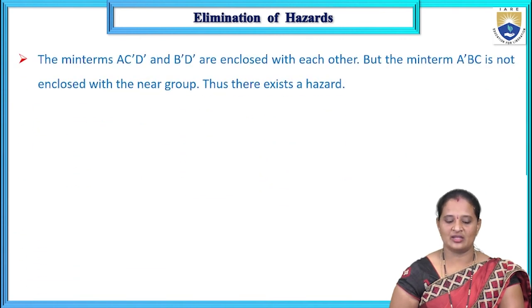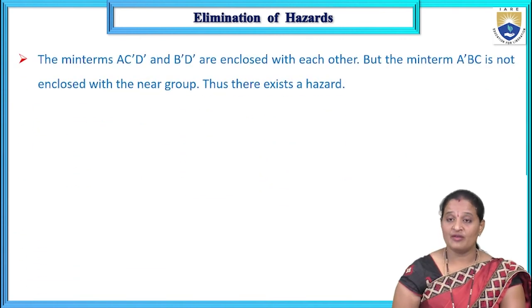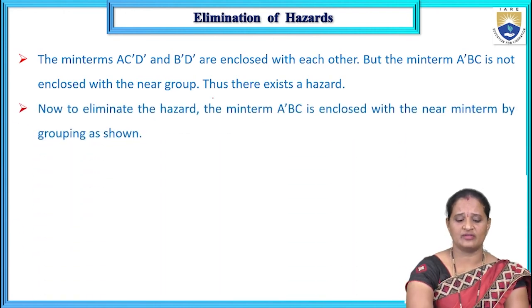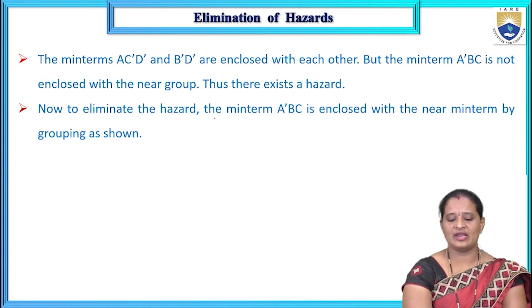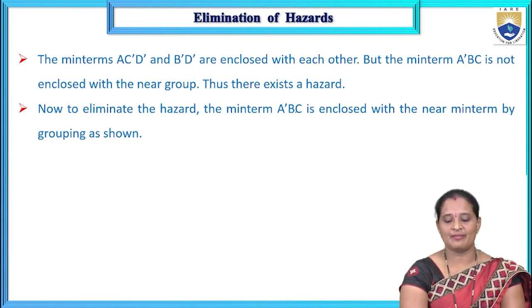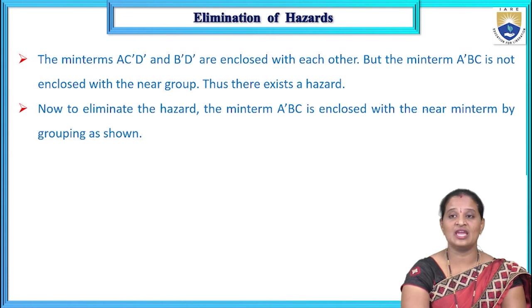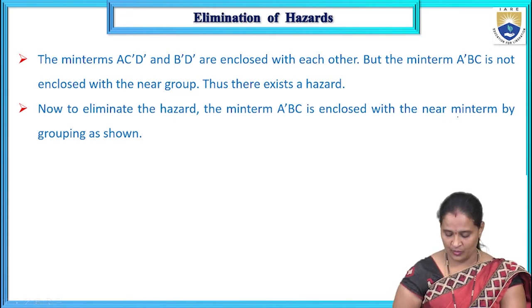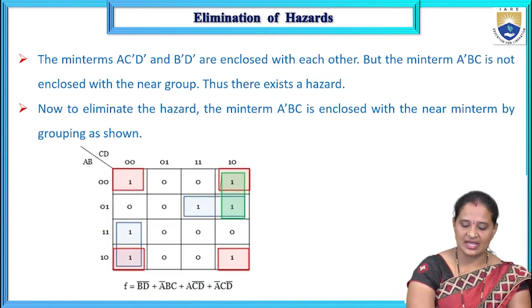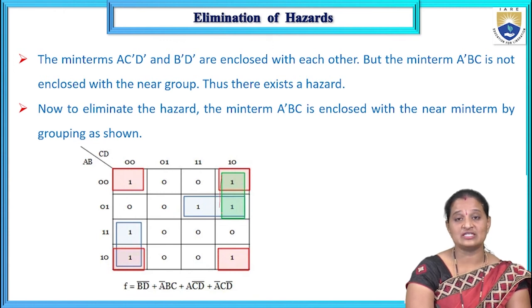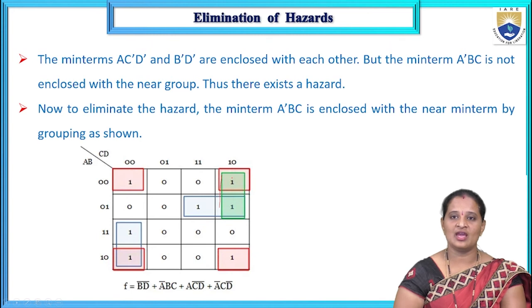Now how to eliminate that? So what we need to do? We need to add an extra term in the Boolean function by enclosing those two terms together. Now to eliminate the hazard, the min term A bar B C is enclosed with the nearby min term by grouping as shown. So this is an extra group formed which is not otherwise needed, and this group is formed in order to eliminate the hazard.